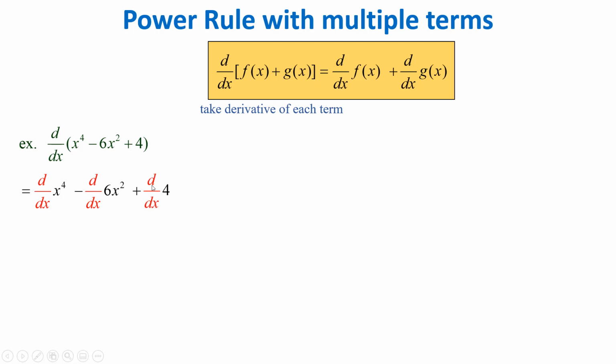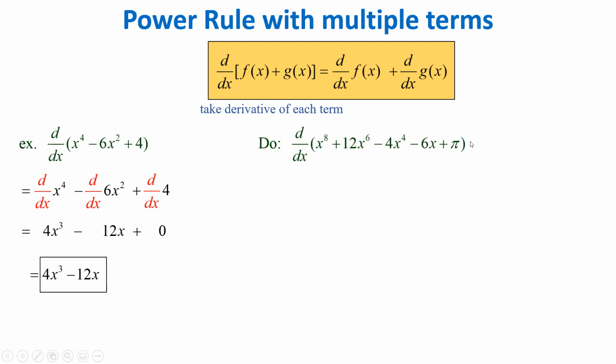Now, each of these individual pieces is exactly what we've been doing so far. Taking each derivative, the derivative of x to the fourth is 4x cubed, and the derivative of 6x squared becomes 12x. The derivative of a constant is 0. And simplifying this, because of course we're not going to write 0 in the final answer, this derivative would be 4x cubed minus 12x.